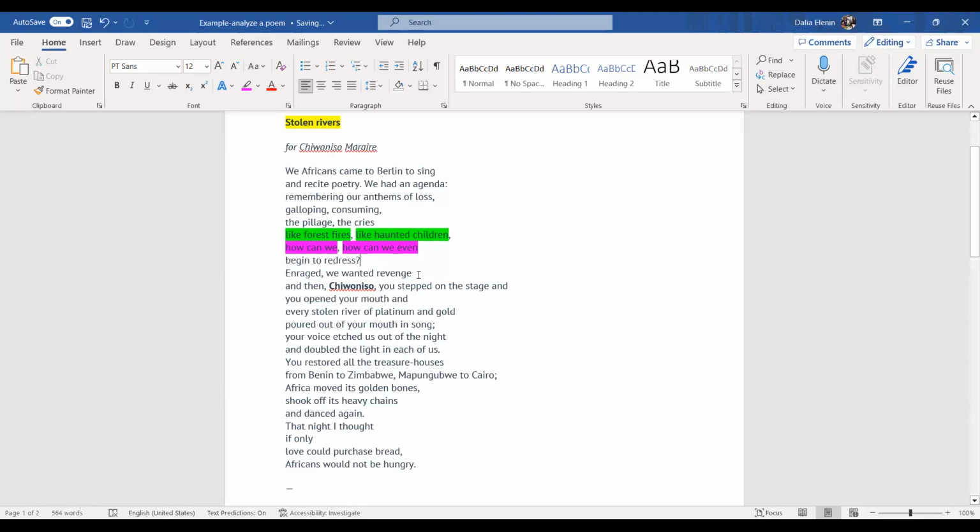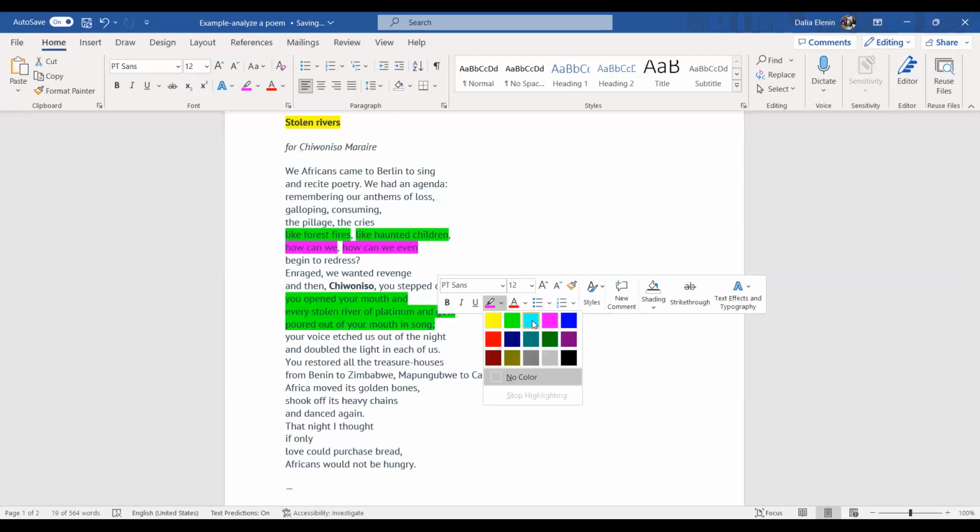"Enraged, we wanted revenge. And then Schwensio, you stepped on the stage." Now the poet is talking to the singer. He's telling him, you came on the stage and you opened your mouth, and every stolen river of platinum and gold poured out of your mouth in song. Look at all this.